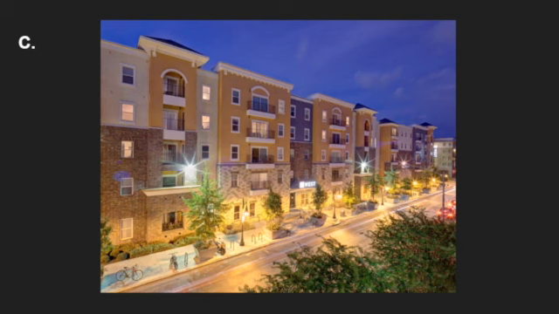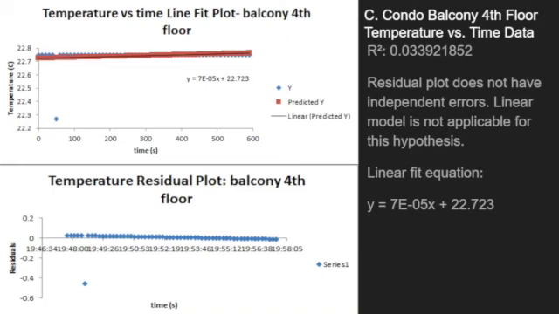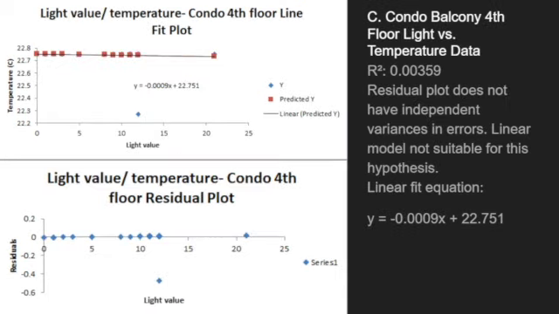Condition C, outside on the balcony at night. Temperature versus time data. Again, it doesn't have independent errors, so the linear model is not suitable for the hypothesis. Again, this one is not suitable for a linear model.